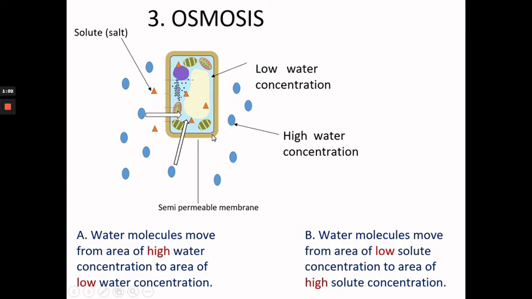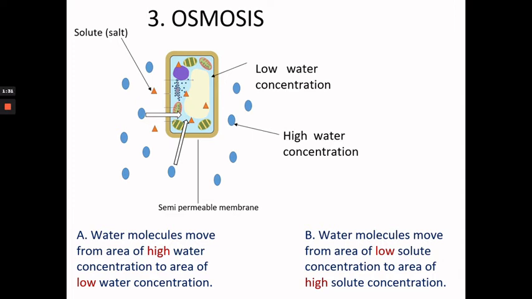Now, in osmosis, water molecules will move from the area with a high water concentration to the area with a low water concentration. That is from the soil, which has a lot of water, into the root cells, which have a lower water concentration compared to the soil.